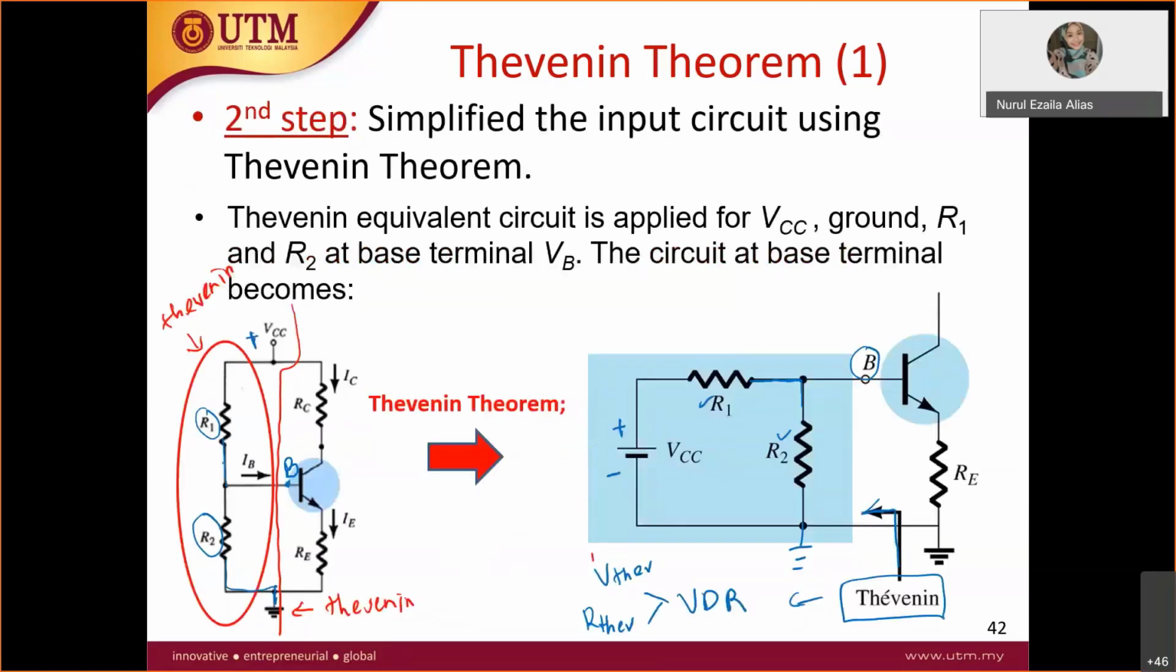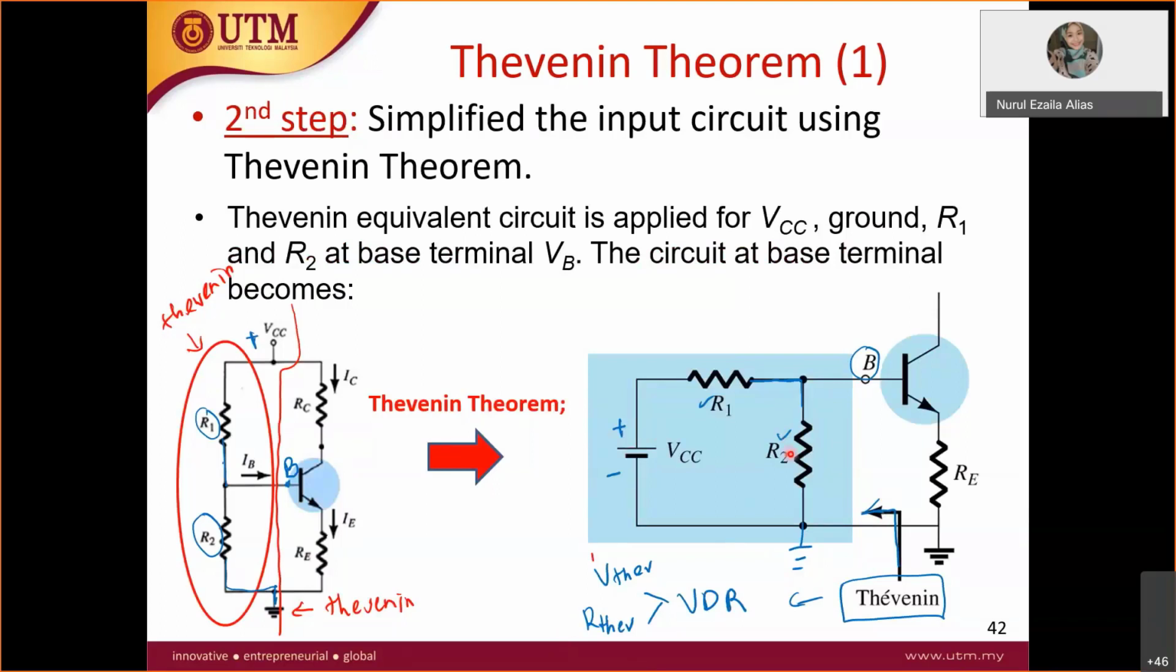So how do we find R Thevenin? Of course, I think all of you know. To find R Thevenin, you short circuit the voltage. Therefore, R Thevenin is equal to R1 parallel with R2.